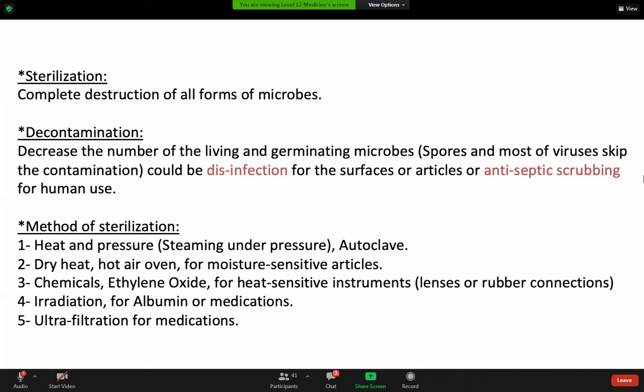Sterilization is a complete destruction of all forms of microbes. Decontamination decreases the number of living and germinating microbes. And you have to know some methods of sterilization like heat and pressure, dry heat, hot air, chemicals, radiation, ultrafiltration.